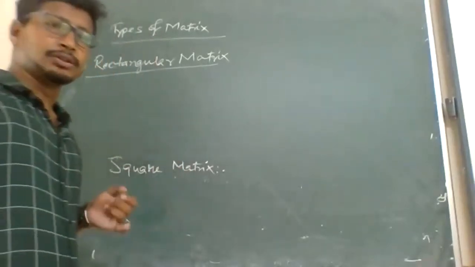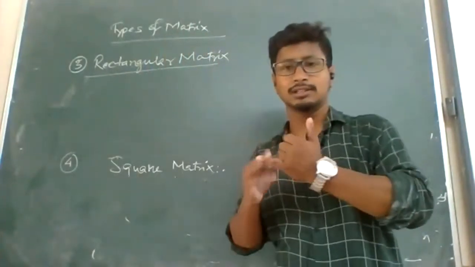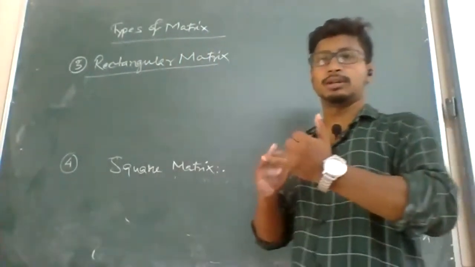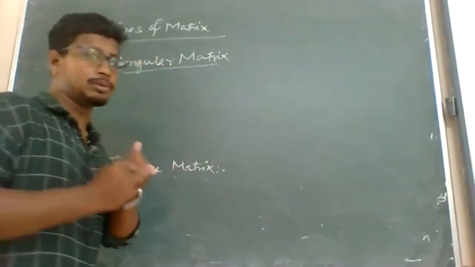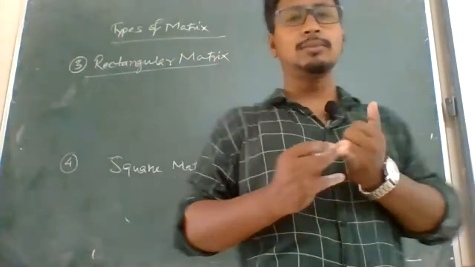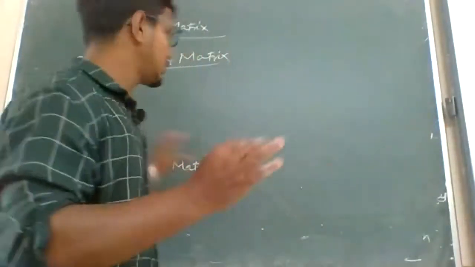Yes, sir. So till now we have learned what types of matrix. First we have learned row matrix, then column matrix. Row matrix means what? The matrix contains only one row and column doesn't matter. But what about column matrix? The matrix which contains only one column and number of rows doesn't matter.